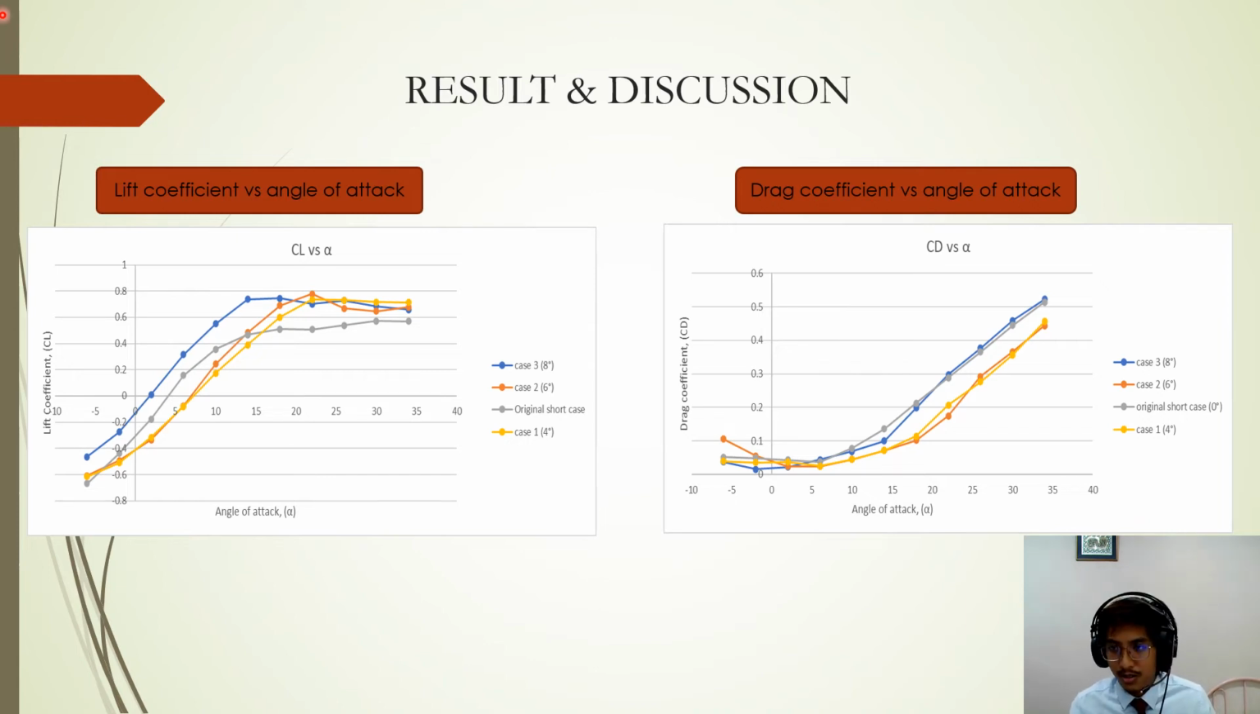For the original short case and case 3, there was a similar trend of drag coefficient from angle of attack 18 degrees to 34, while case 2 and case 1 have a similar trend from the start until the end, with only a slight difference at an angle of attack of 22 degrees. Therefore, case 2 and 1 show a lower drag coefficient value than the original short fuselage and case 3.